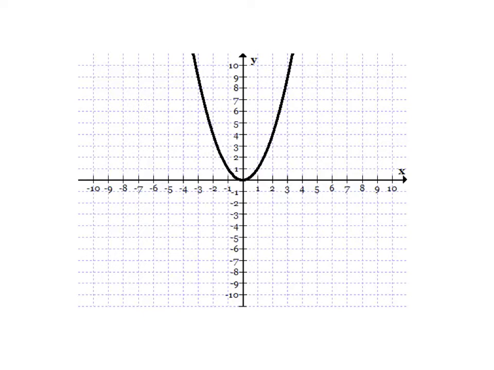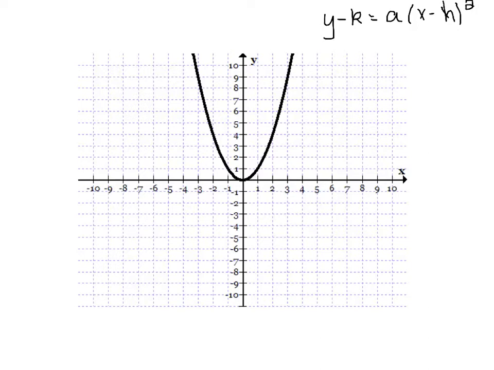This section covers graphing quadratics in what is called vertex form. The vertex form of an equation is y minus k is equal to a times x minus h squared.